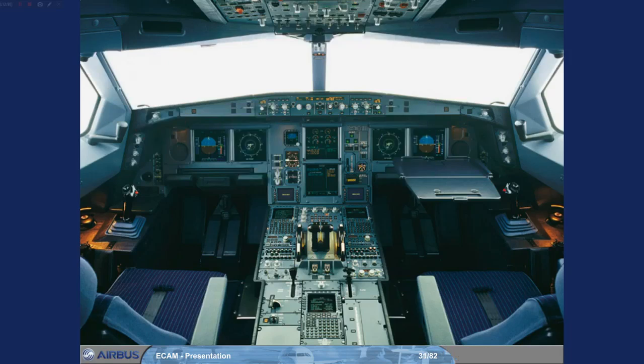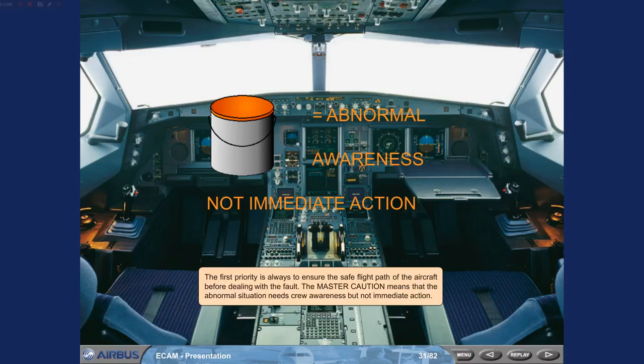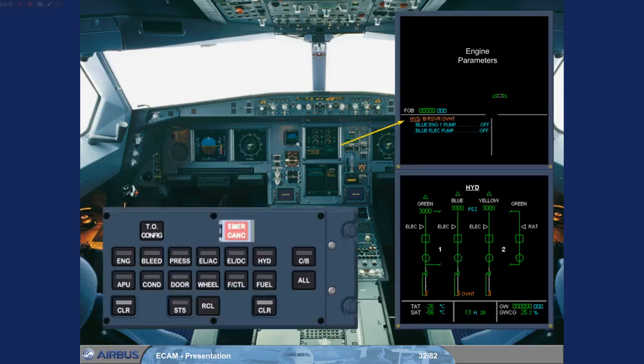The first priority is always to ensure the safe flight path of the aircraft before dealing with the fault. The master caution means that the abnormal situation needs crew awareness, but not immediate action. The indications are a failure message on the engine and warning display. The system synoptic associated with the fault is automatically displayed on the system display, and the clear keys on the Ecam control panel light up.